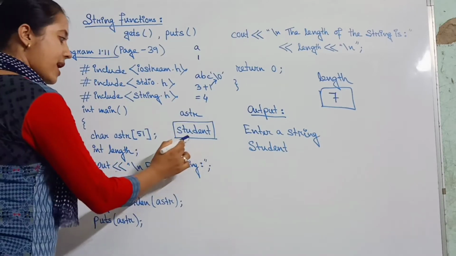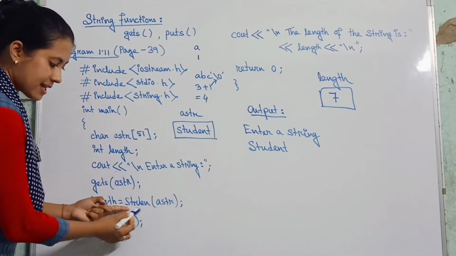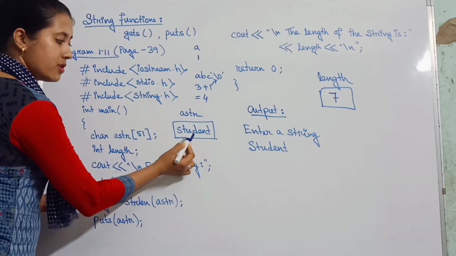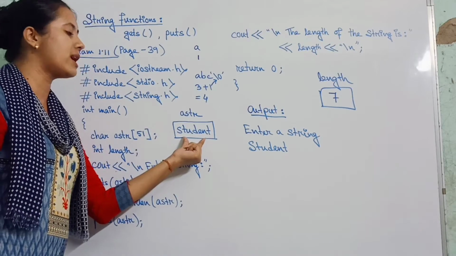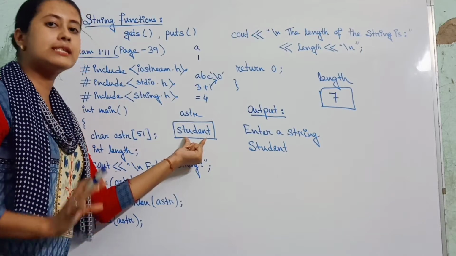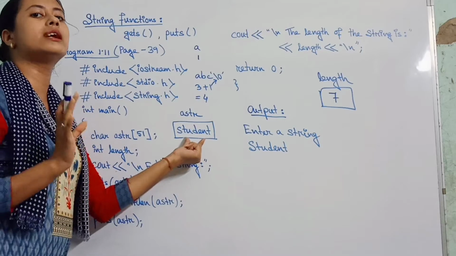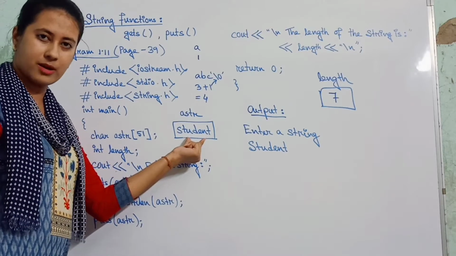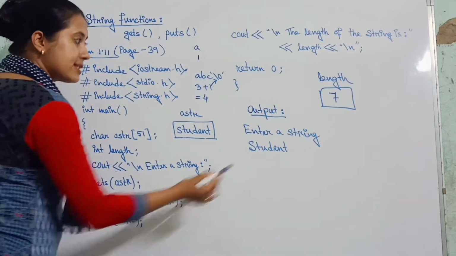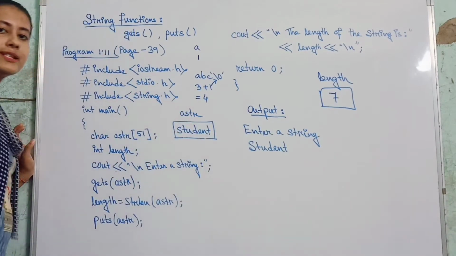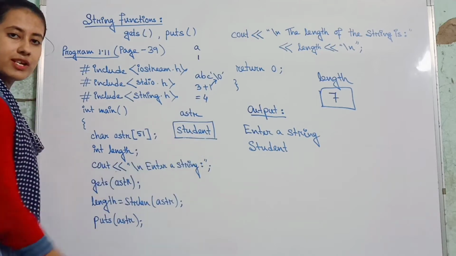Okay? So when we calculate the length of a string using the strlen function, it will simply calculate only the original length. It will not include the null character. This you remember. Okay? Now you see, this length is storing what value? 7, because student is having 7 characters.